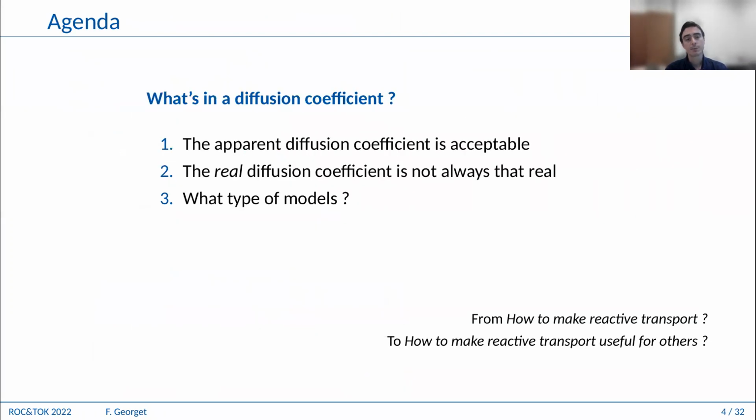I would like to develop these themes in this talk. I will try to explain to you what's in a diffusion coefficient in 3 different parts. First, I would like to say that most of the time, the apparent diffusion coefficient is acceptable. But the real diffusion coefficient is not always that real. And I would like to open this talk by talking about what type of models would really be needed to get a real diffusion coefficient.